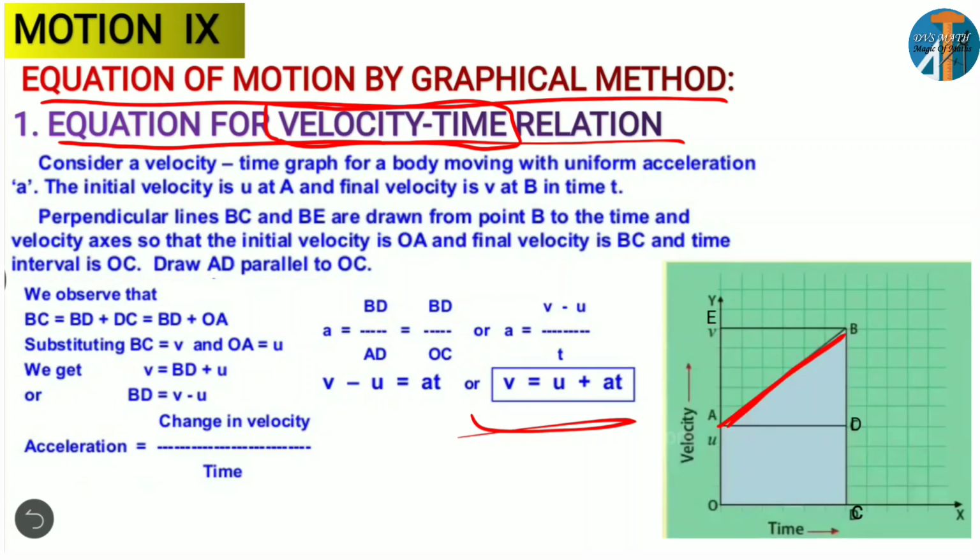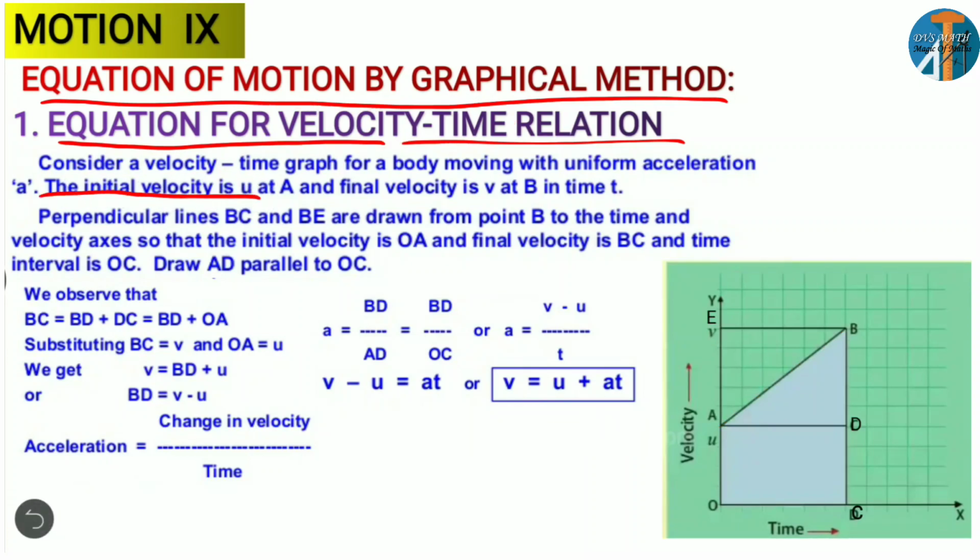Consider a velocity-time graph of a body moving with uniform acceleration. As we discussed, if an object moves with uniform acceleration, it is always a straight line, like this. Here we consider the acceleration as a, represented by small a. Then the initial velocity we consider as u.